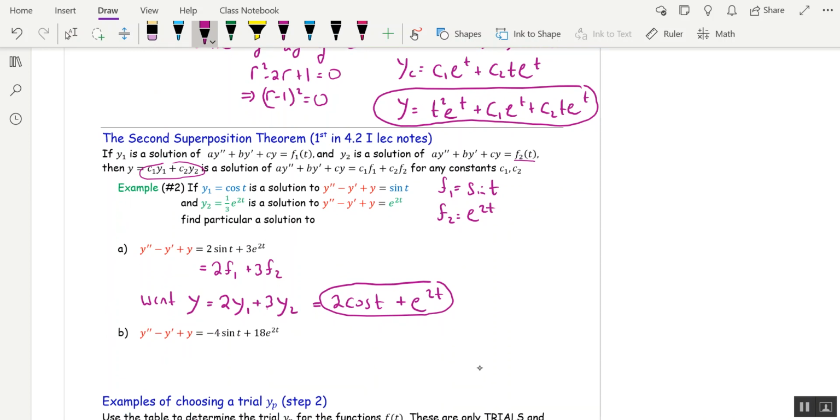All right, so next one, this is negative 4f1 plus 18f2. So now my c1 is negative 4, my c2 is 18. So I want, for my solution, negative 4y1 plus 18y2. So negative 4y1 is negative 4 cos t, and 18y2, 18 times a third is 6, so plus 6 e to the 2t.